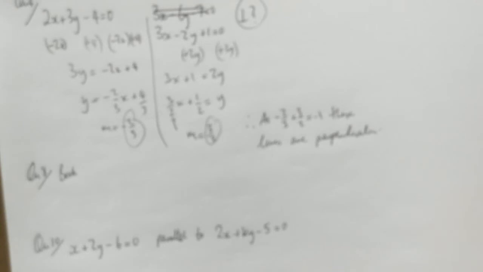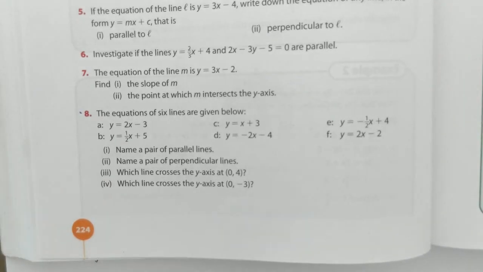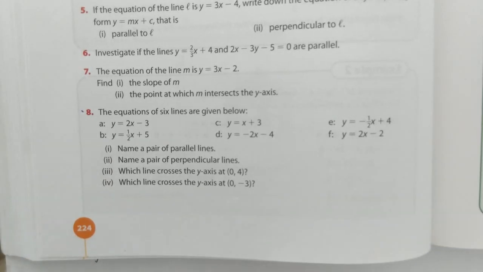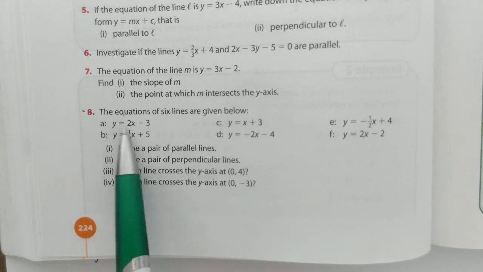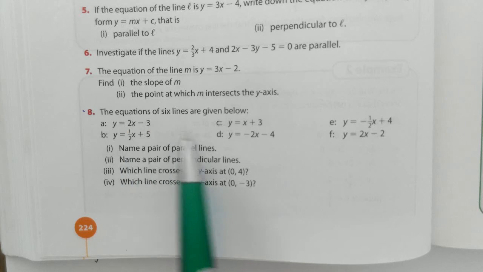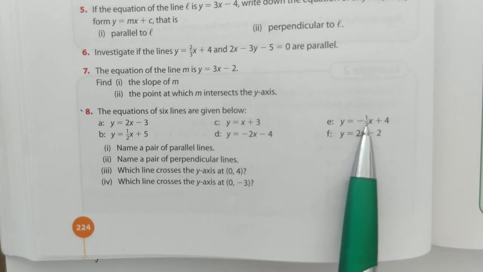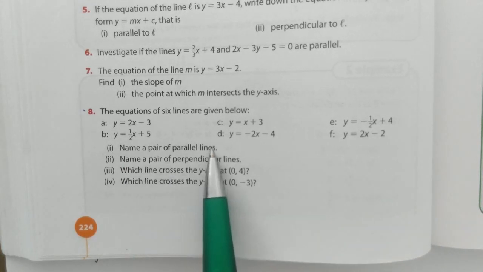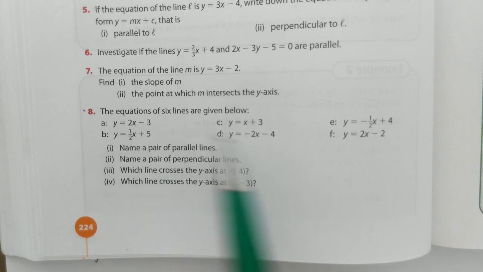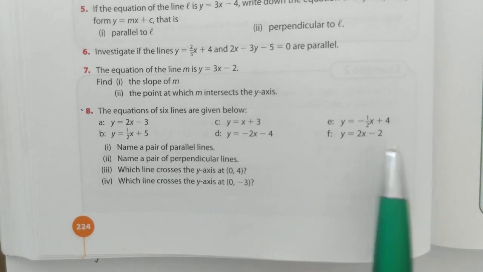Question 8. Let's grab the book. These are all written in the form y equals mx plus c. So here, slope of 2 cuts the y-axis at minus 3. Slope of 1 cuts the y-axis at 3. Slope of minus a half cuts the y-axis at 4, etc. Name a pair of parallel lines. So that's slope of 2, slope of 2. So A and F are parallel lines, since parallel lines have the same slope.